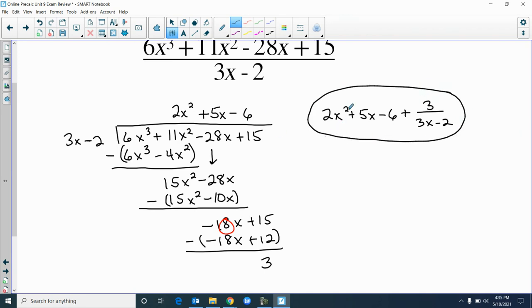Okay, so that's your answer there. If they ask for the pieces individually, the quotient would be 2x squared plus 5x minus 6. The remainder is 3. Typically I'm going to have you just put it in that answer format there. So that's long division.